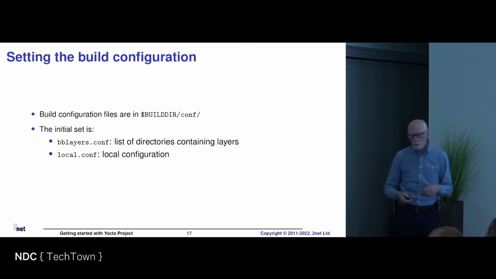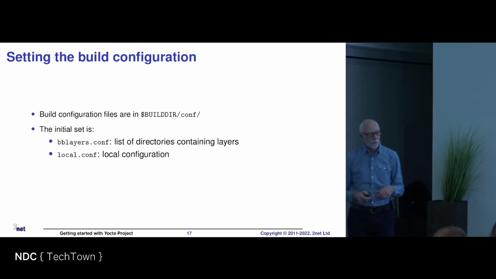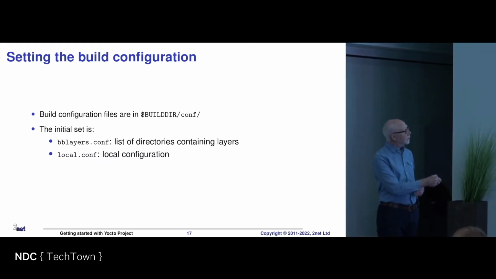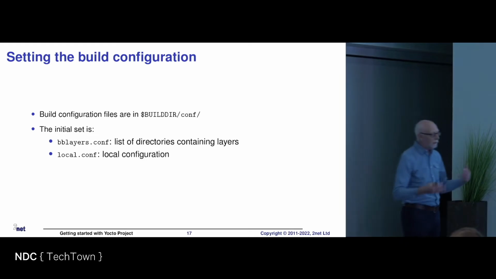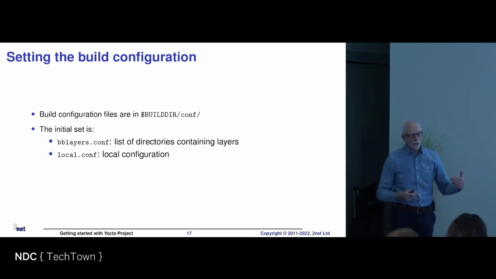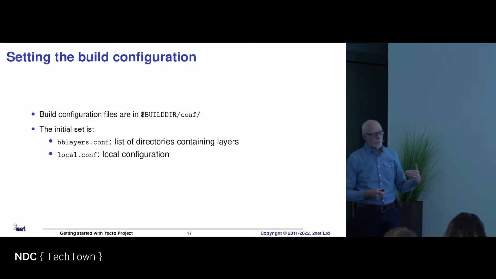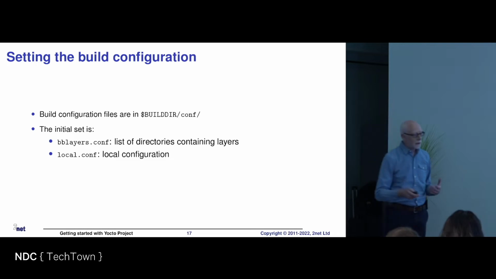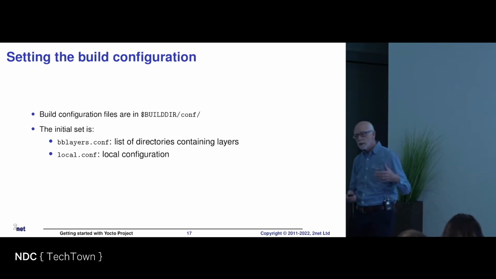In your conf directory, you have bblayers.conf and local.conf. bblayers.conf is just a list of all of those meta layers, and you'll start off with the three we just looked at. And then local.conf is additional configuration. Here we're going to set the machine and the distro and various other things.